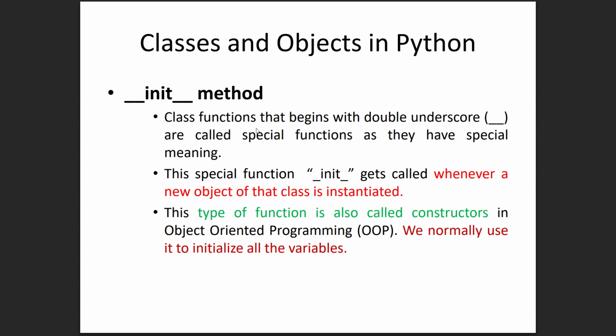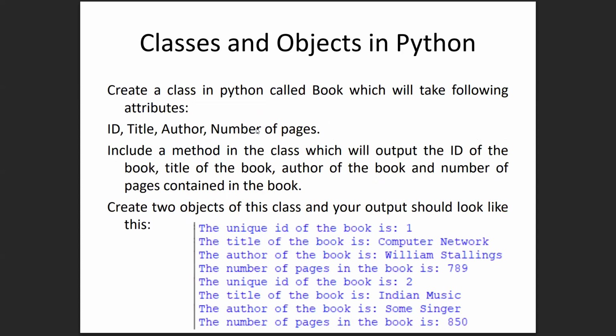Next, this type of function is also called a constructor in object-oriented programming. We normally use it to initialize all the variables. Why do we use this init method? In order to initialize all the variables. If you want to initialize all the variables, we have to use this init method, or this special function.